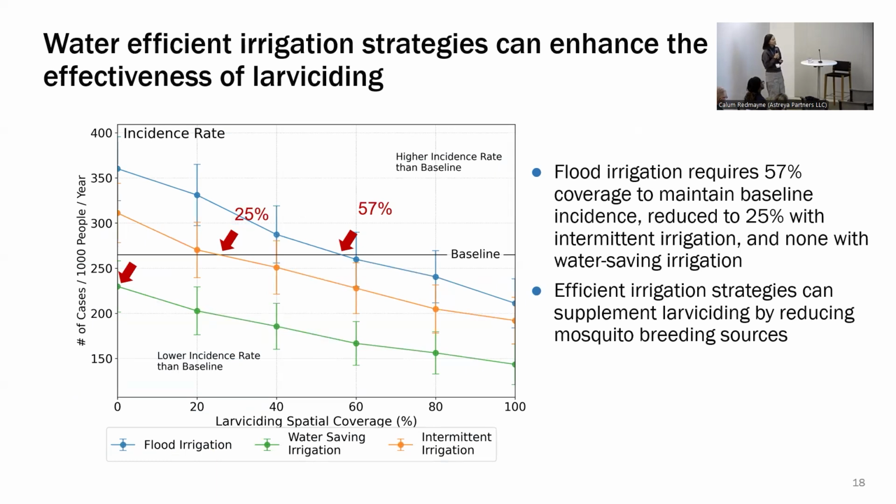Lastly, we also investigated the interaction between irrigation strategies and larviciding. And this figure shows how incidence rate changes with increasing larviciding coverage. And in the flood irrigation, we found that 57% of the area requires larviciding to maintain the baseline incidence rate. And with intermittent irrigation, it drops to 25%. And for the water-saving irrigation, no larviciding is required to maintain the baseline rate. So this shows that efficient irrigation strategies can be a viable supplement to larviciding in reducing malaria transmission by habitat reduction.